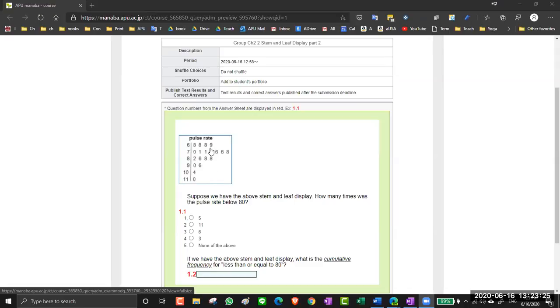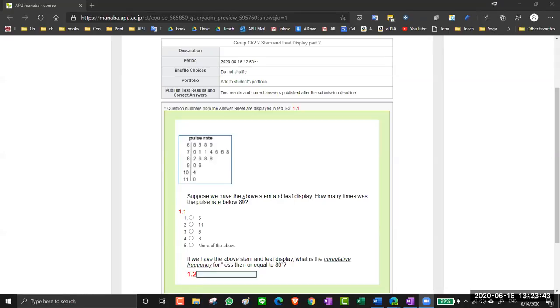But the point is that when you make this stem and leaf display, you can make statements like that. You can talk about the shape of the distribution just by doing the stem and leaf display. Okay, does everyone get this?